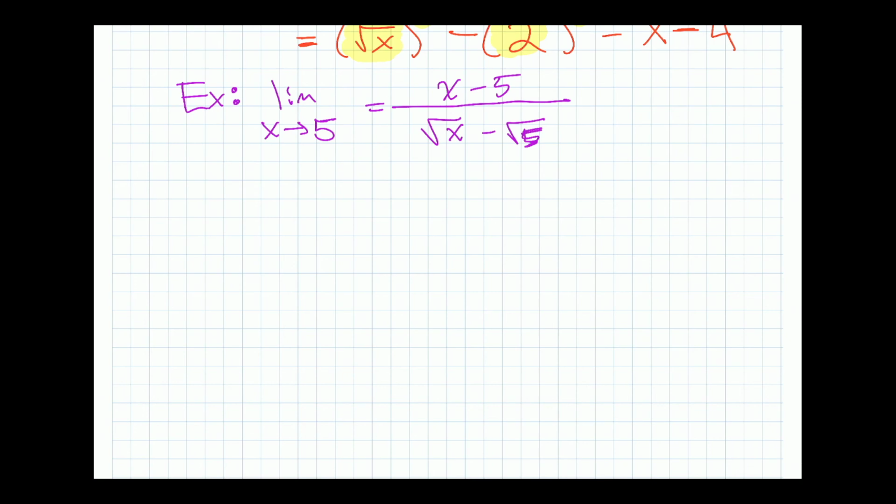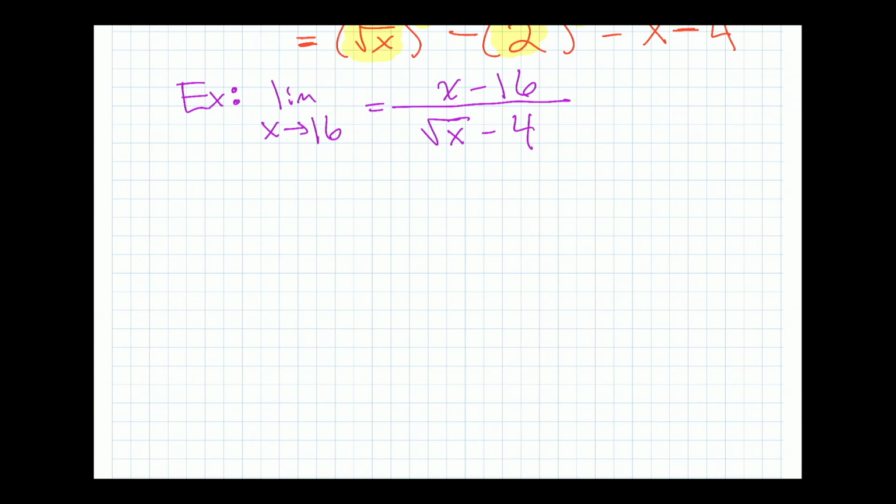Oh, I don't like that. I'm changing it, sorry. I don't want one that has 2 square roots. That's why I'm changing it. Erase, erase, erase. So what do I want? How about 16? So x minus 16 on top, and on bottom, square root of x minus 4.